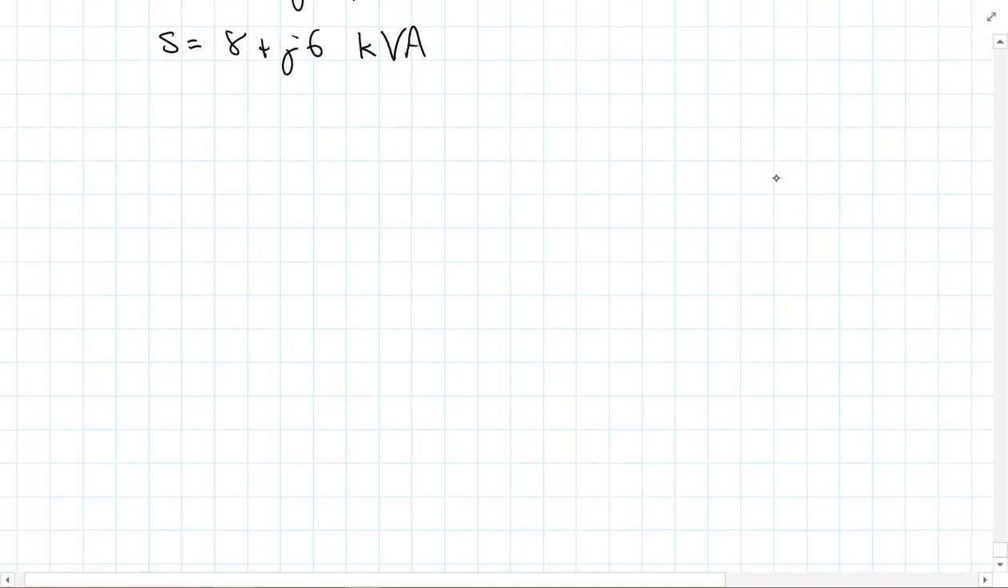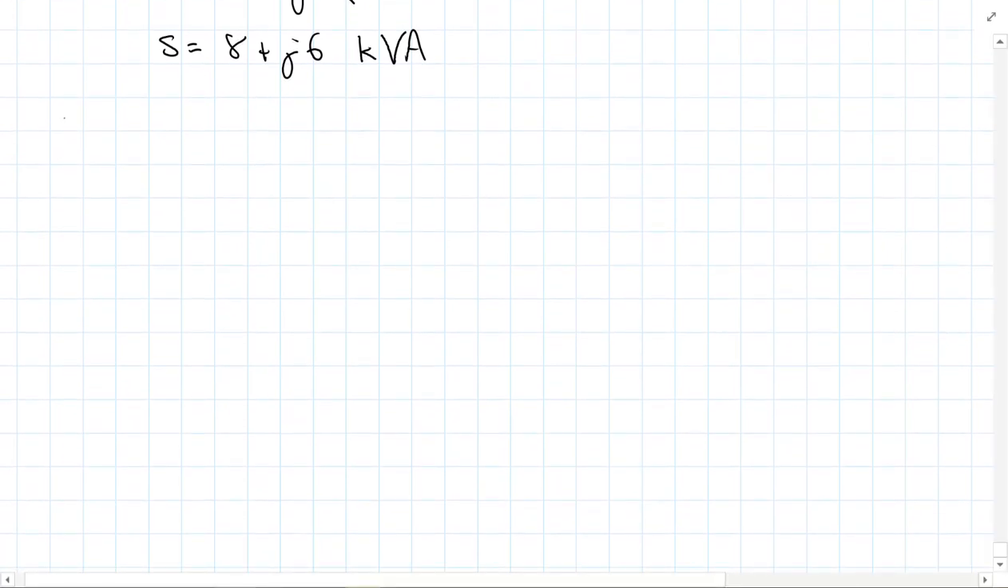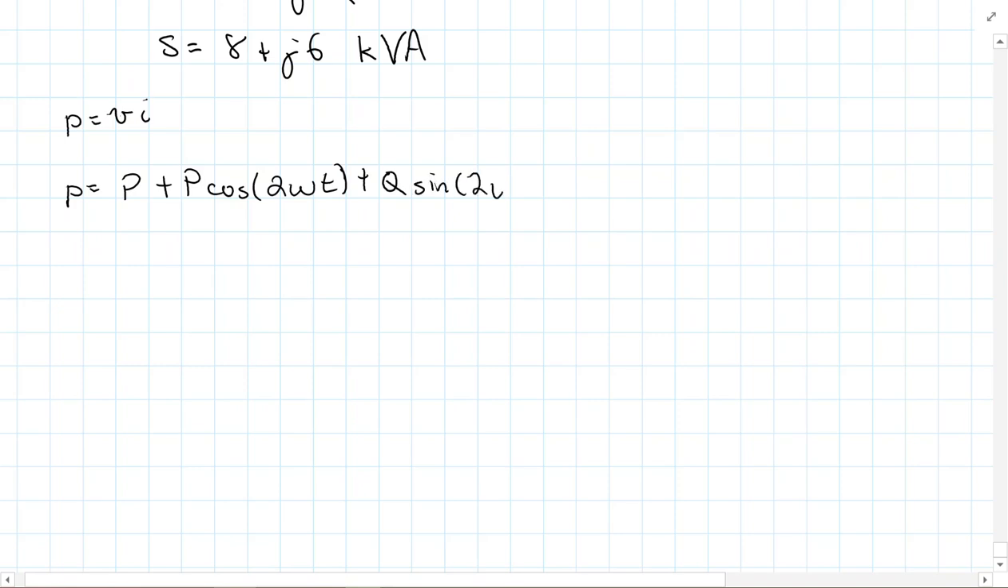Now, just to review where we're at, we started off by doing power is equal to current times voltage. We got an ugly expression for that, and we did a lot of trig substitutions, but then we wound up with the same equation, which is still voltage times current, was my average power plus my average power times cosine of 2 omega t minus my reactive power times the sine of 2 omega t.